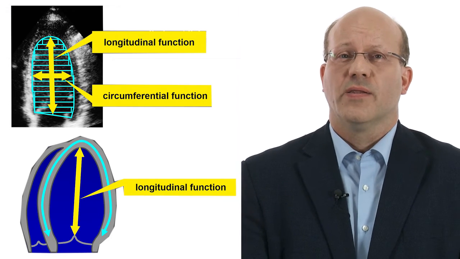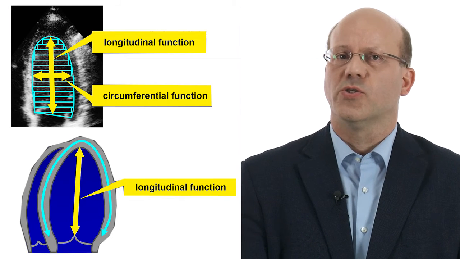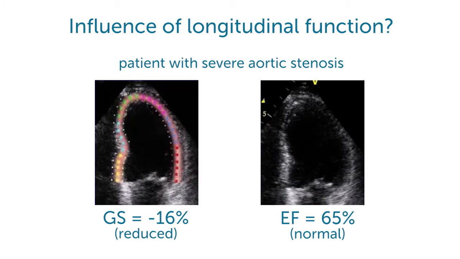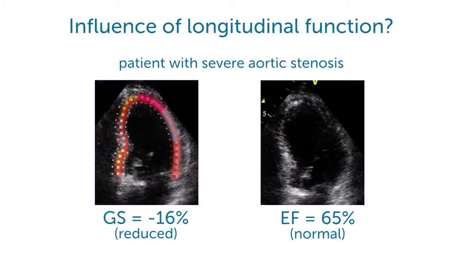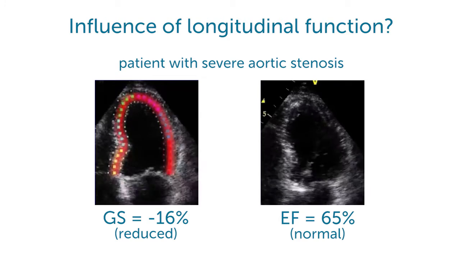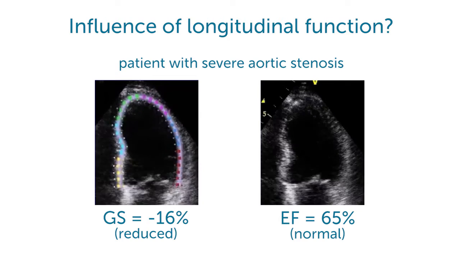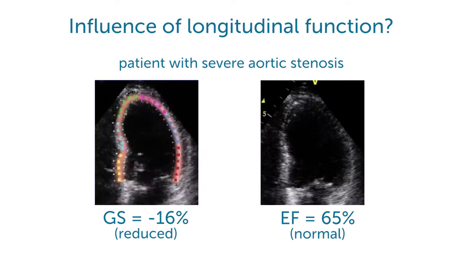While when we look at the global longitudinal strain, we are mainly looking at the longitudinal function of the ventricle. So both parameters show us different things. I brought you an example here. This is a patient with an aortic stenosis. And although this patient has a completely normal ejection fraction, the strain is already severely reduced. It's a strain of around -16%.